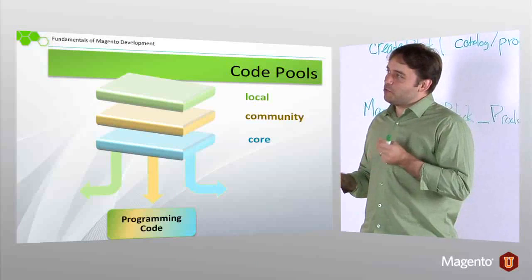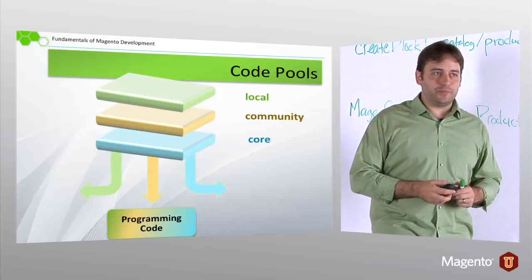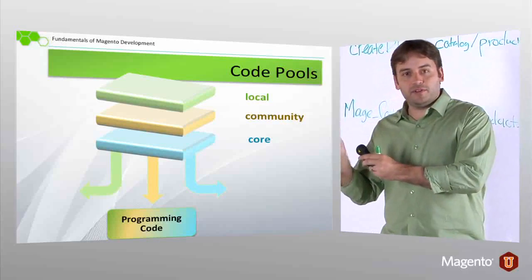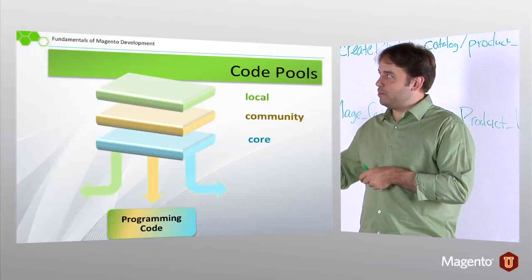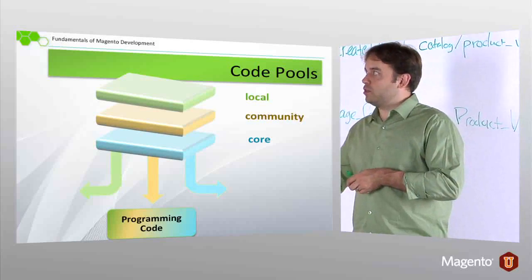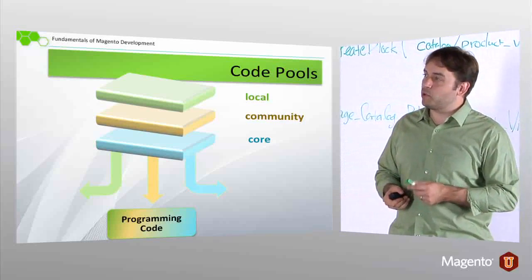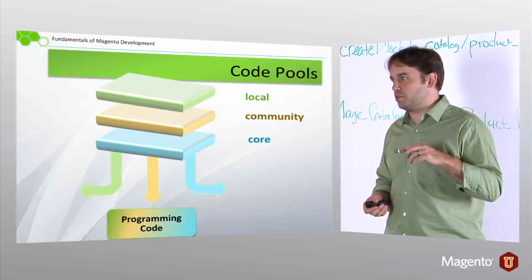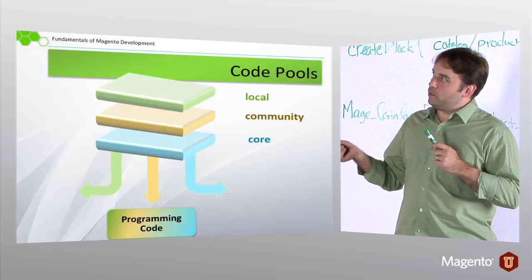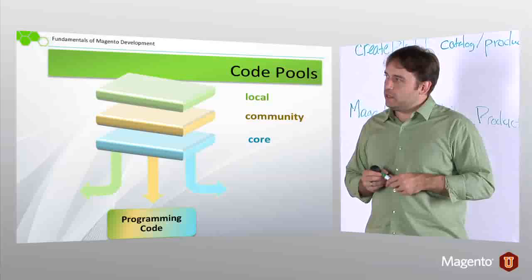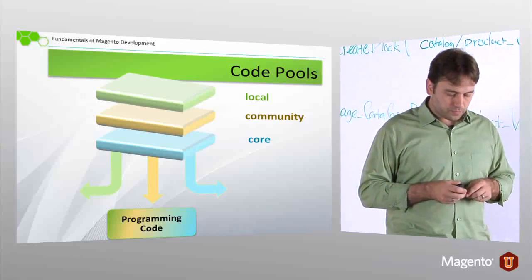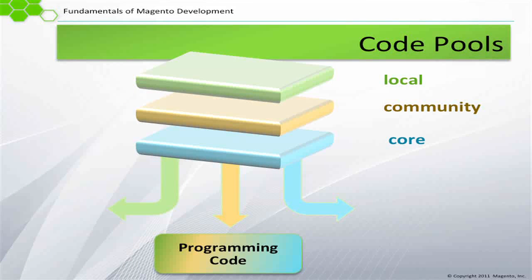Code pools. If you remember earlier, we were talking about the app folder, and we have app/code. Inside app/code are our code pools: community, core, and local, or in order of precedence as far as the autoloader is concerned, local, community, and core. What happens with the autoloader is, if you look in Mage, yes, let's take a look at this really fast. This is very, very important.